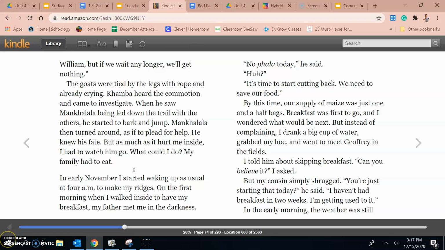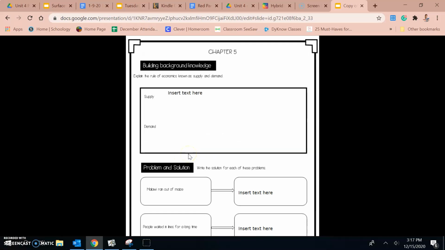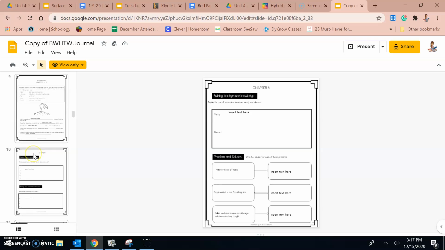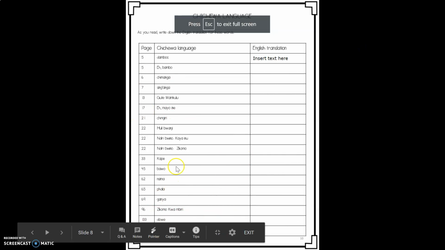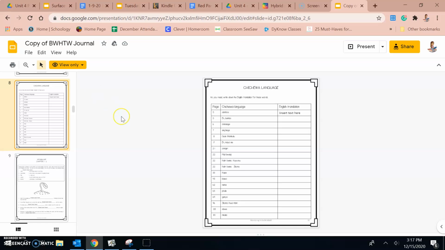So we're going to stop there. This is Chapter 5, Part 1. If you have any information to fill into Chapter 5, this slide, you may do it at this time. Otherwise, you can look back up here at our glossary of the Chichewa language. If there are any new words that I read in that part, you can fill them in here. I'll give you a hint: Bawo was just explained on page 45. Once you've filled that part out, you are finished and you can share your Google Slides with me.